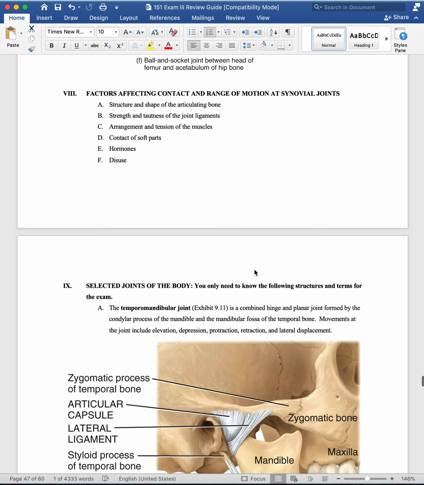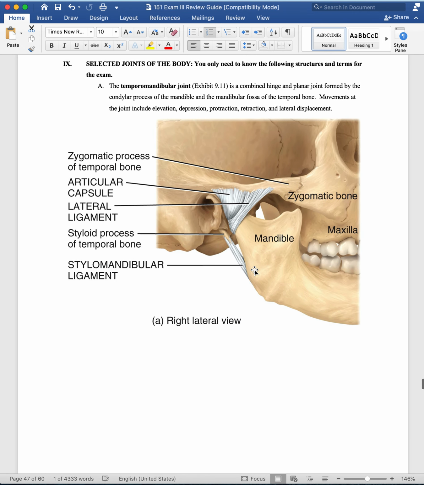Now, let's see. Which joints do I want you to know? The temporomandibular joint is going to be the connection between the temporal bone and the mandible. So this is your jaw. This allows you to chew. So yes, you will need to know where the styloid process connects on the mandible, for example, and with what ligament. So the stylomandibular ligament does that.